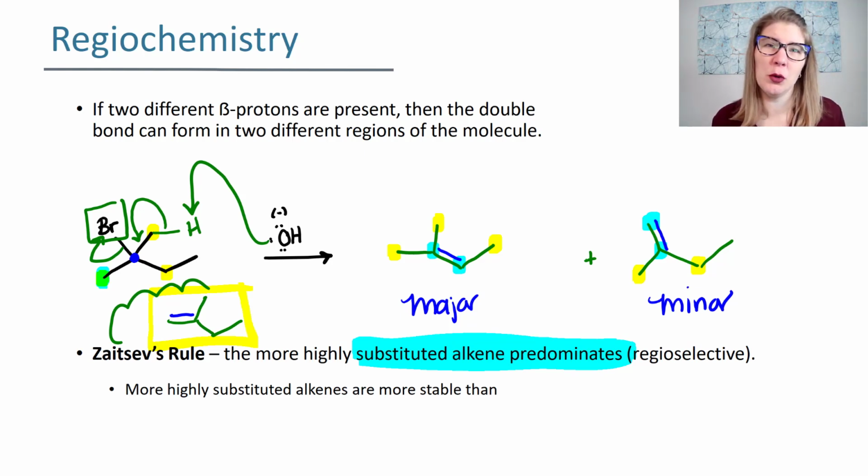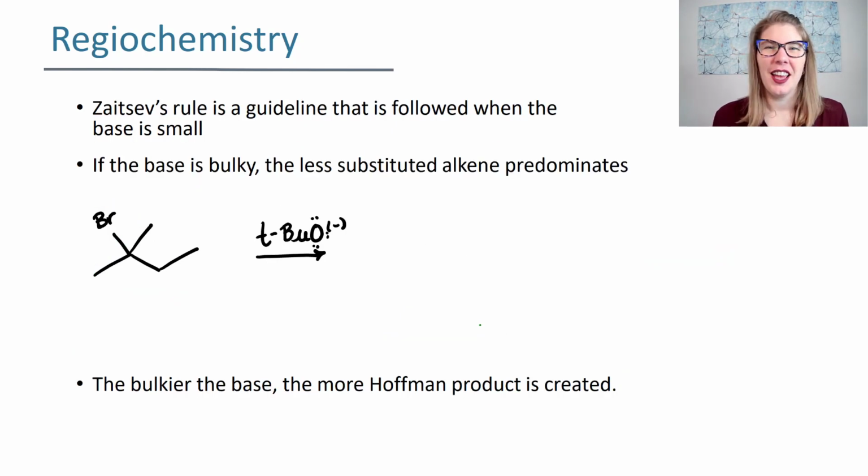So let's look at Zaitsev's rule one more time. The more highly substituted alkenes are more stable, and thus they predominate. Just going to get rid of that extra word there. Okay, let's look at the next page.